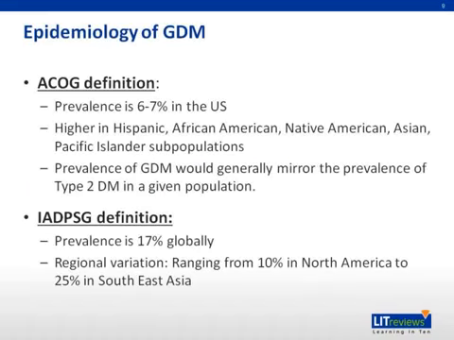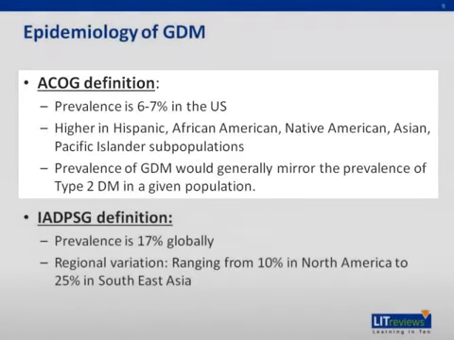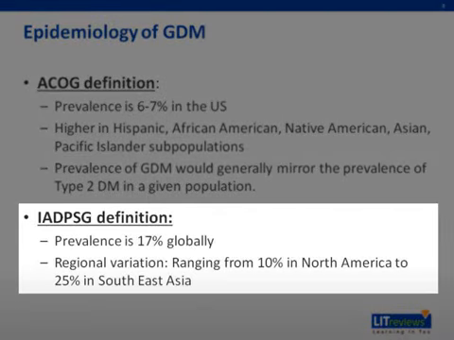Given the difference in diagnostic criteria by the different societies, we expect the prevalence of GDM to depend on the definition. So if we use the ACOG definition, the prevalence is about 6 to 7%. It's higher in certain ethnic groups, and the prevalence would generally mirror type 2 DM. The International Association of Diabetes and Pregnancy Study Group definition is a bit wider, and therefore the prevalence is actually higher globally.